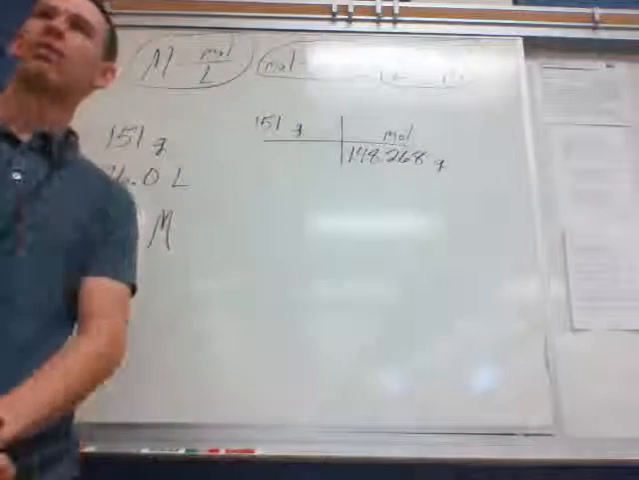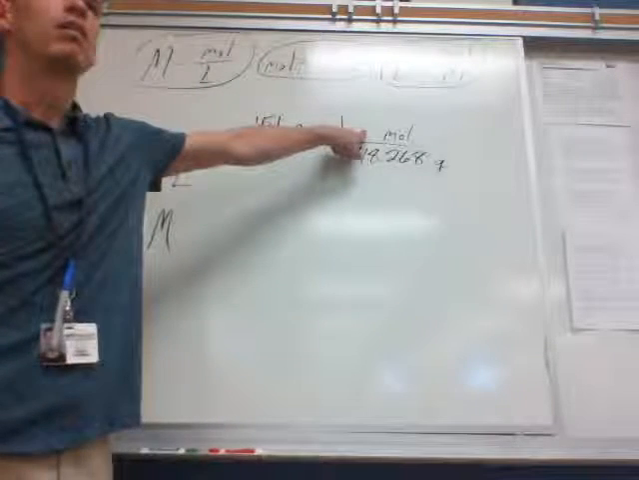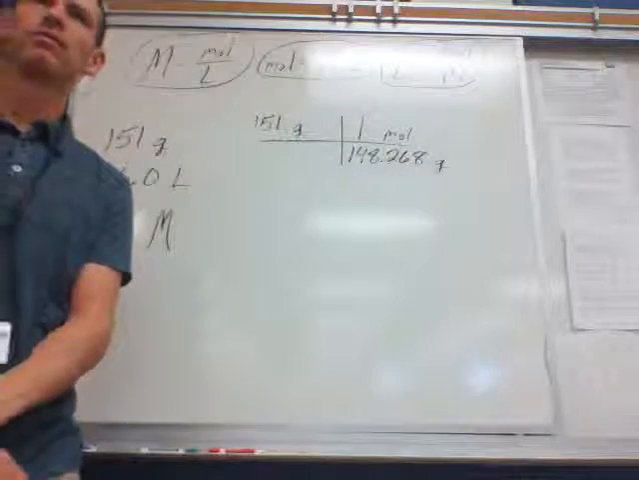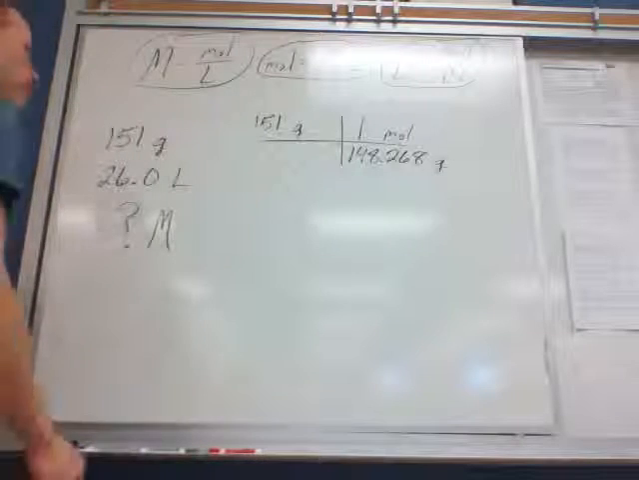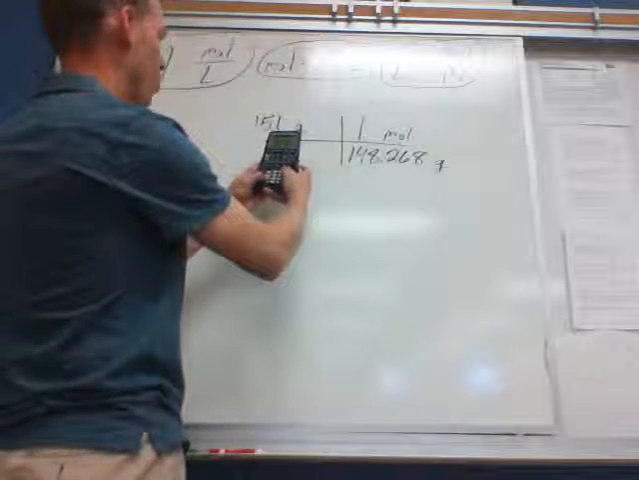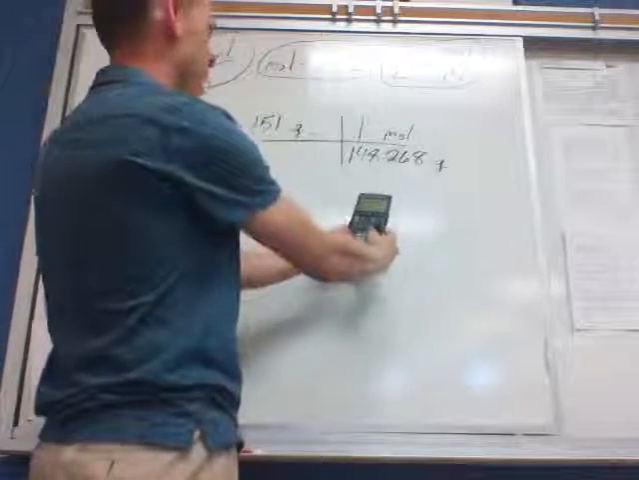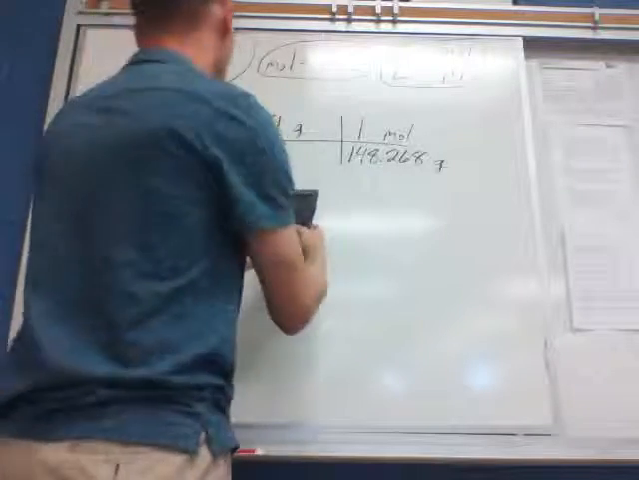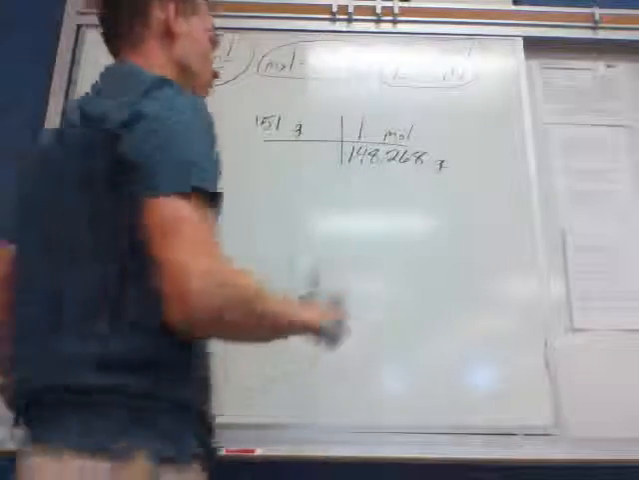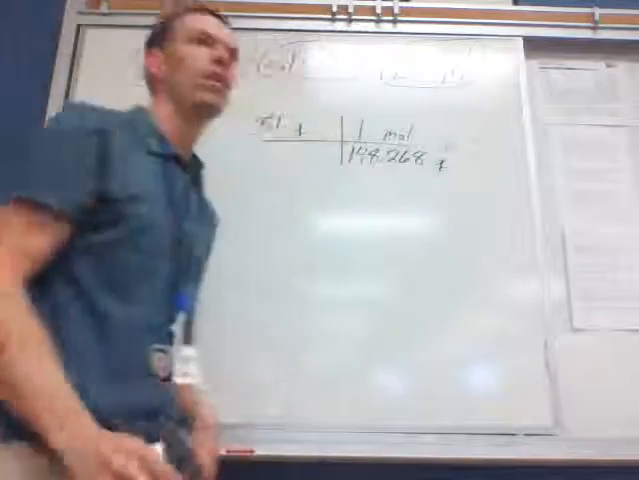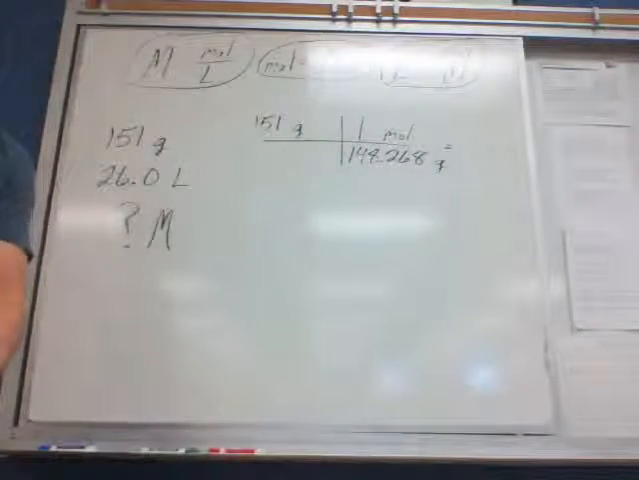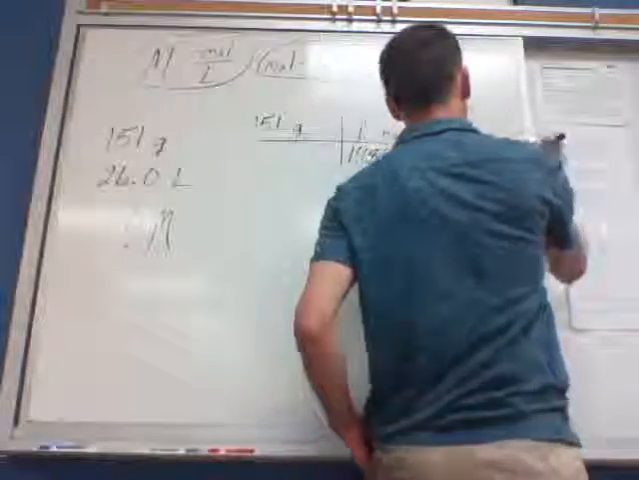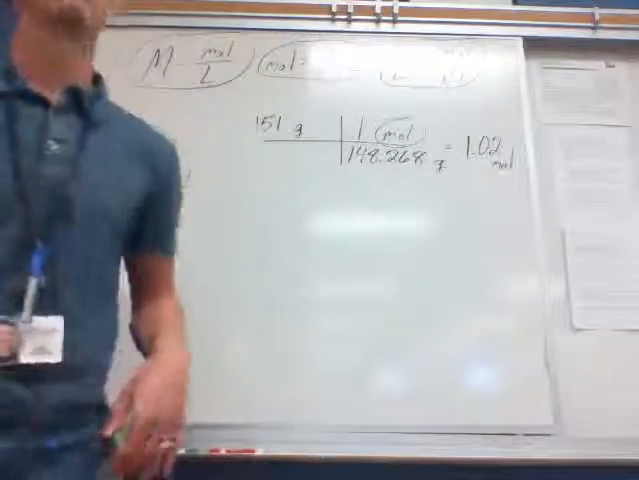All right. And what number goes here? A 1. Based off your cheat sheet, multiply across the top, divide by the bottom. 151 times 1 divided by 148.268, sorry. Somebody give me an answer for the grid. 1.02, perfect. 1.02 moles is what that actually gives us.